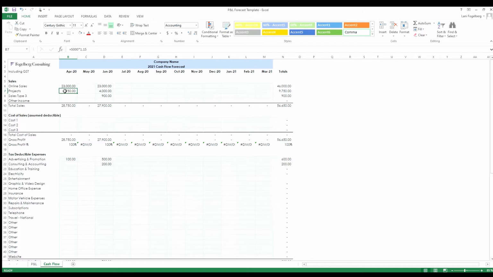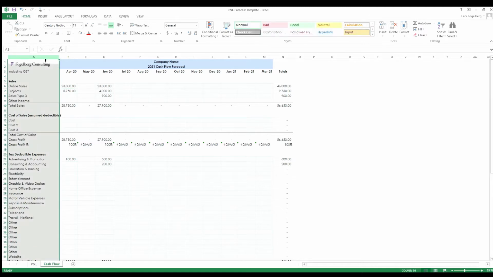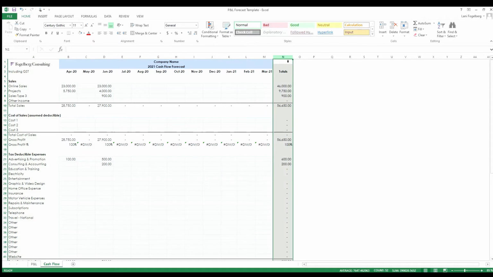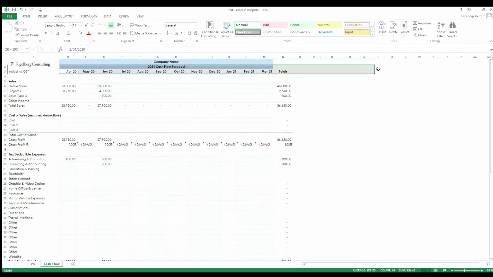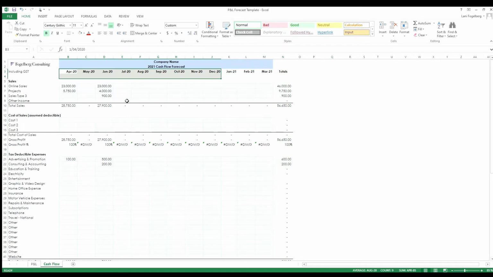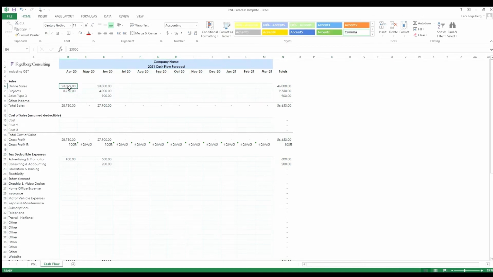Much like the profit and loss, all of your sales, cost of sales and expenses are down here, and all of the totals for each line are over here. All of the months for the 2021 financial year are up the top, and there are some formulas that calculate automatically throughout the spreadsheet. So let's take a look now.